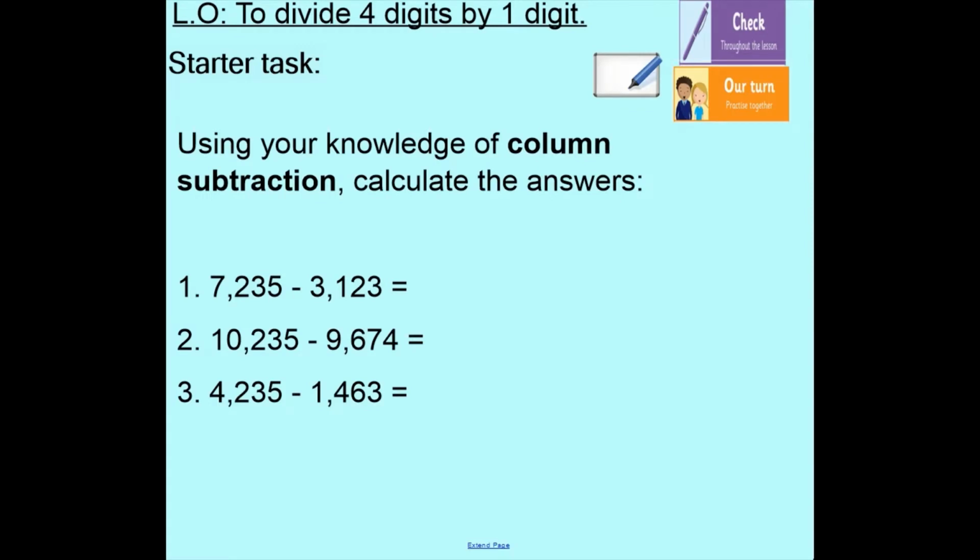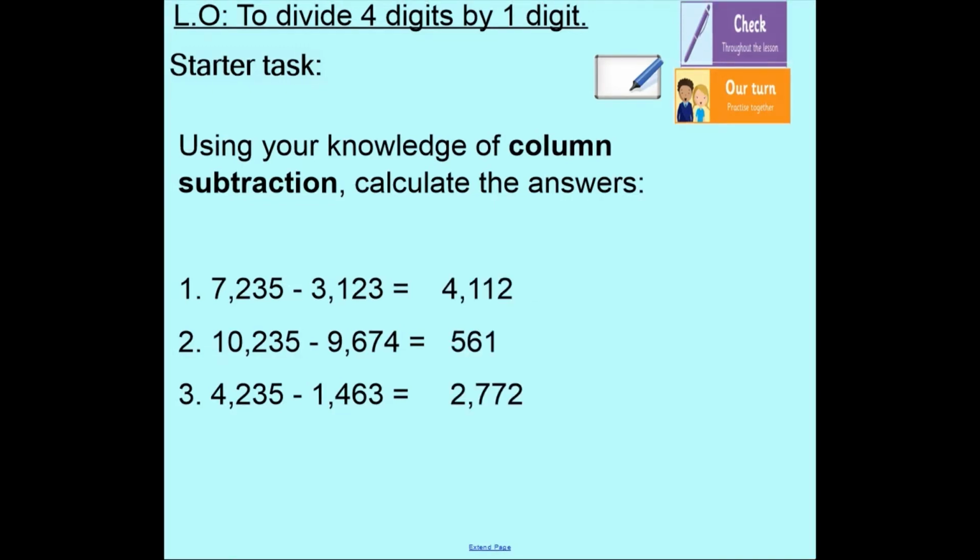For your starter task, I would like you to use your knowledge of column subtraction to calculate the answers below. So pause the video now, think about how we set out our columns in subtraction and work out those answers, and I will come back to you with the answers. How did you get on? Here are the answers. Number 1, the answer was 4,112. Number 2, the answer was 561. And number 3, 2,772. Well done if you've got those all right. Remember, although we're doing division these next 2 weeks, it is so important that we remind ourselves of all of the methods that we have looked at in school, because practice helps it become embedded within our brains.